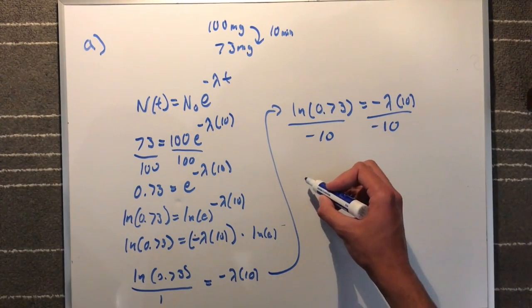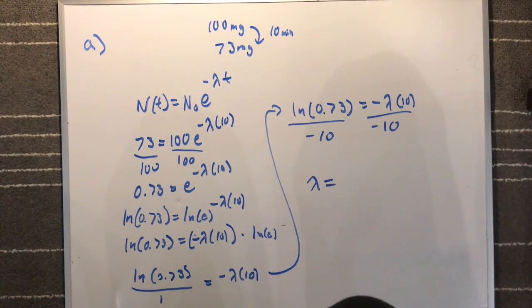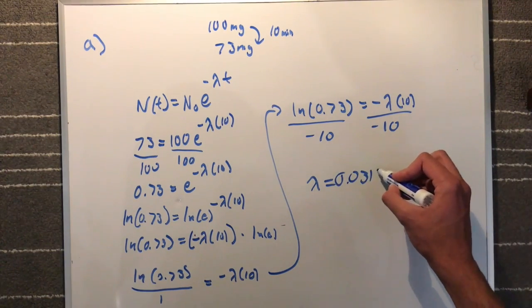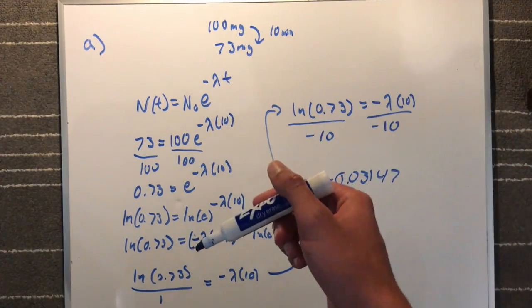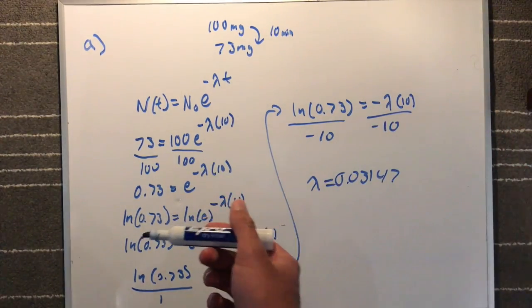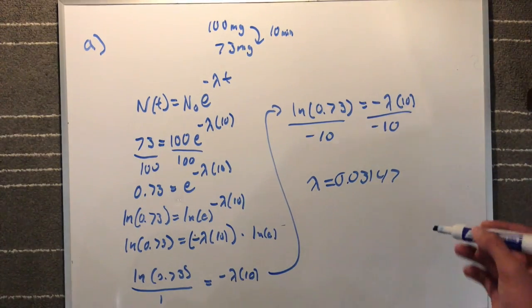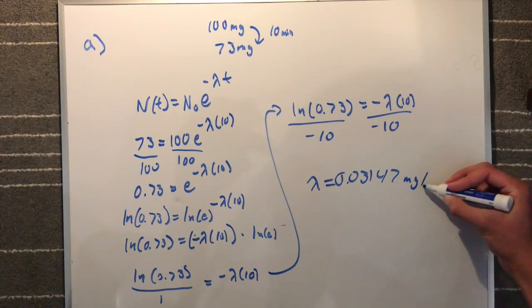And this leaves us with the disintegration constant equaling 0.03147. And what the disintegration constant is, is just how fast the sample that we're given disintegrates at, which is 0.03147 milligrams per minute.